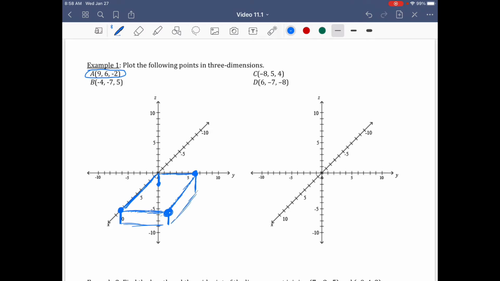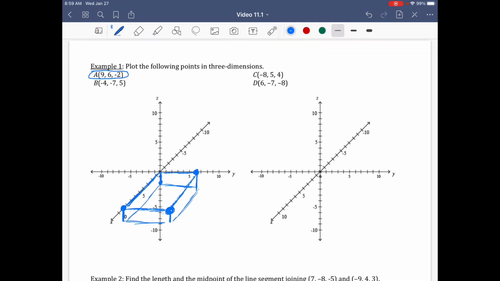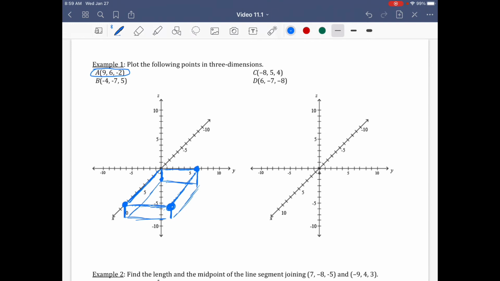So if this was a book, it would be 2 units thick, starting at the whiteboard and going 2 units behind. So where's the actual point A, (9, 6, -2)? Well, here's where you've got to follow it. 9, 6, -2. So this point right here is point A. Right? Let's check out point B and make some sense of this.